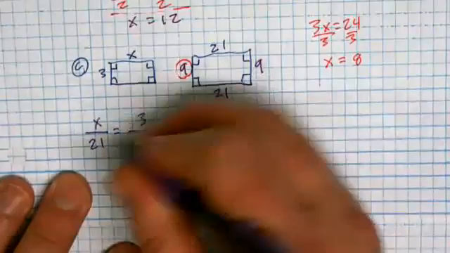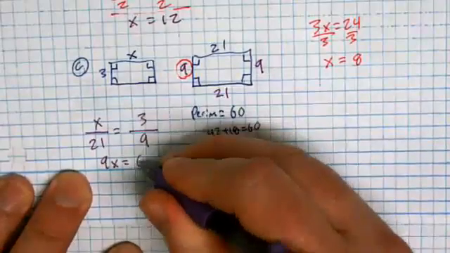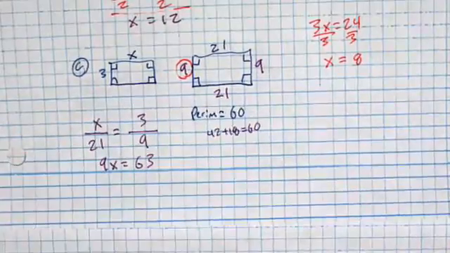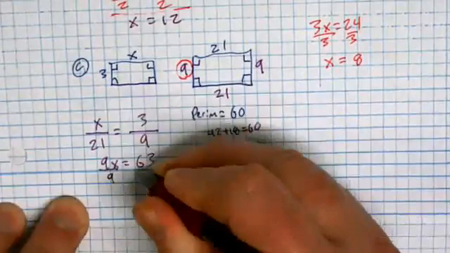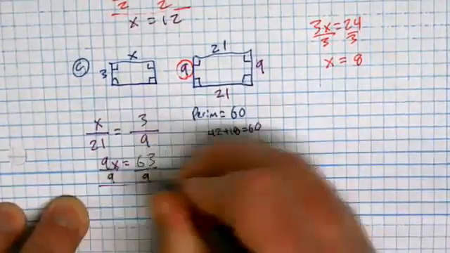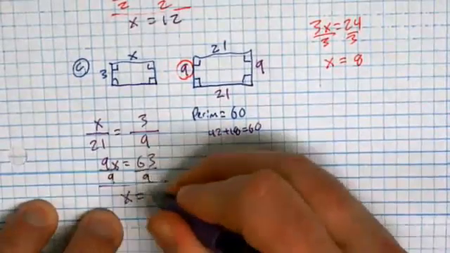Cross multiplying, x times 9 is 9x. 21 times 3 is 63. And one quick step of algebra, we should have x. We think it is going to be 7. Is that what 63 divided by 9 is? Hooray!